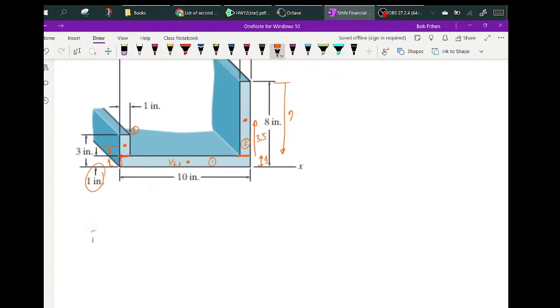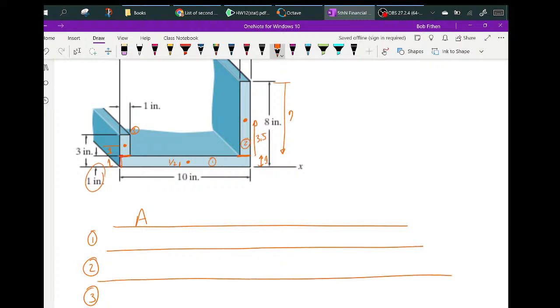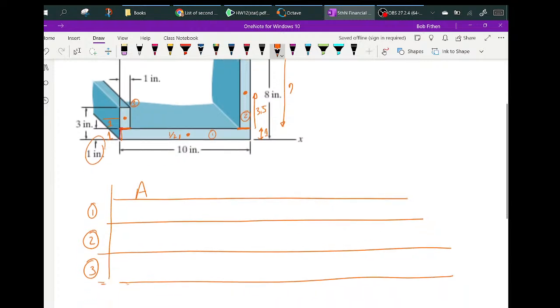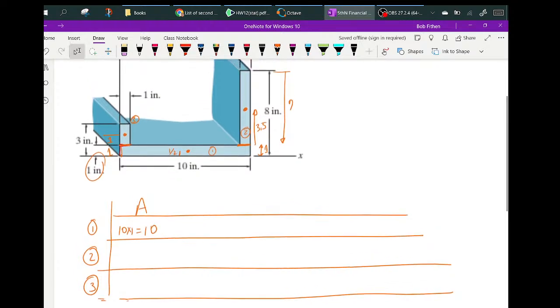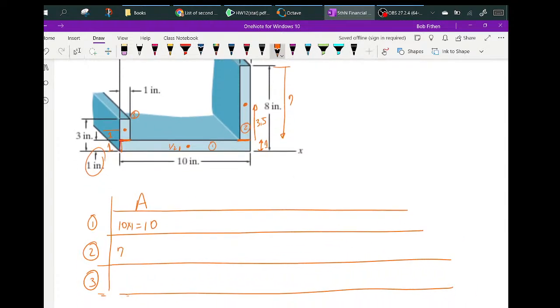So what I'm going to do is list 1, list 2, list 3. I guess really first, maybe I want to do the area. The area of 1 is 10 by 1, equal to 10. Area of 2, which is over here, 7 by 1 is equal to 7. And then the area of 3, which is 2 by 1, equal to 2.